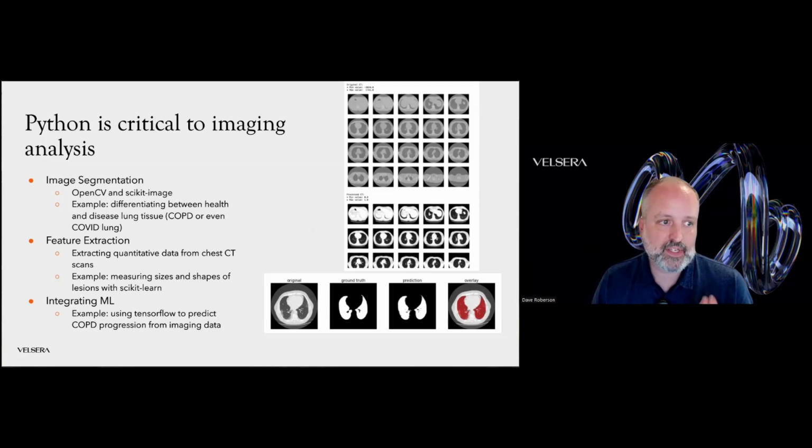You also have things like feature extraction. Maybe you need some more data to train on. An example would be quantitative images from a chest CT scan, measuring the size of lesions or tumors using scikit-learn. And then finally, Python is critical to integrating all of these, such as using the TensorFlow pipeline to predict COPD progression.